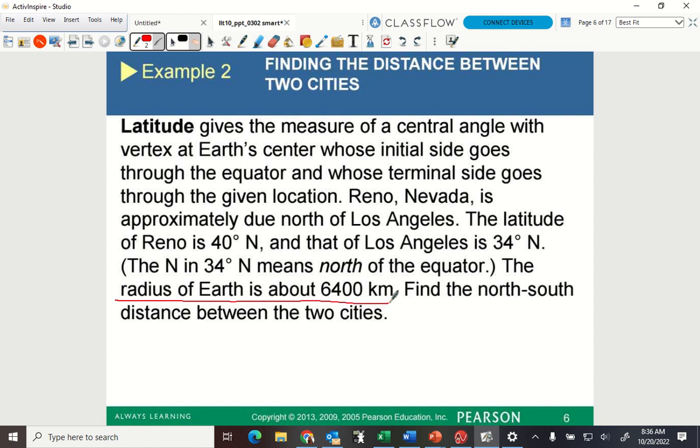Radius of the Earth is about 6,400 kilometers. We're going to always use the radius of the Earth as 6,400 kilometers. Reno is 40 degrees north. Los Angeles is 34 degrees north. These two cities in a northwest direction are right above each other. They're not really, but they're close. So for this problem, we're going to look at it like that.